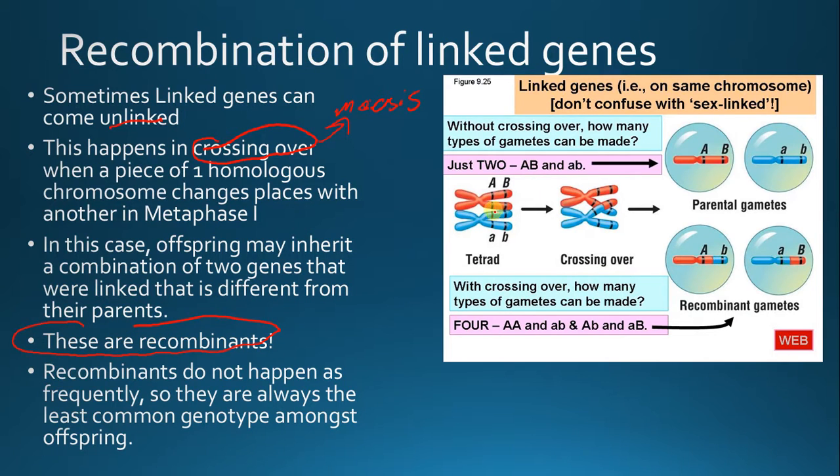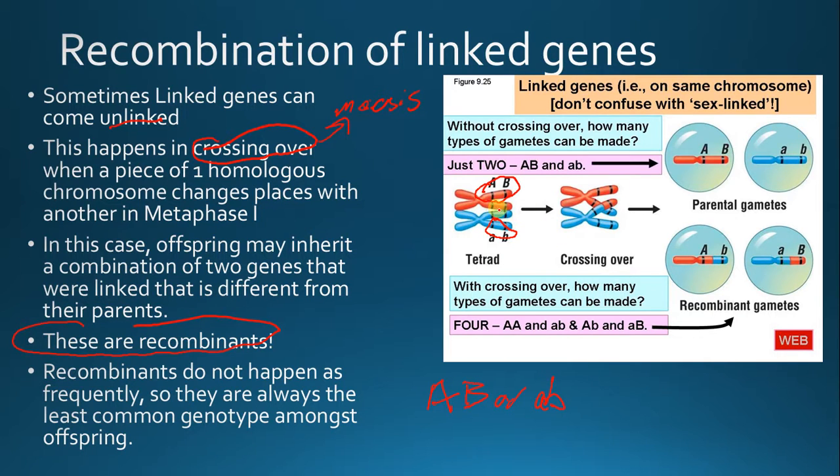So for example, if this is metaphase 1 in meiosis 1, and A and B are on the same homologous chromosome, dominant A and dominant B, and recessive a and recessive b are on the same chromosome, you'd expect that the offspring would either have A, B, or recessive a, recessive b.